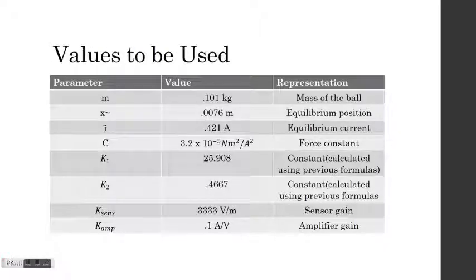Throughout the presentation, I will use variable representation in order to keep the math looking neat. These are the values that I will use for the parameters, with m being the mass of the ball, x the equilibrium position of the ball, I the current, c is a force constant, k1 is a constant that is calculated from the previous formulas, and k2, same thing. The k-sensor and the k-amp are values that I chose arbitrarily.